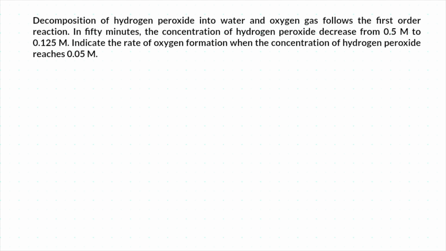In order for you to answer this question, the first thing you need to do is to write a balanced equation. So this is a decomposition reaction of hydrogen peroxide. So you need to write hydrogen peroxide, which will decompose into water and oxygen. So H2O plus oxygen. So let's check on the equation so that we can balance this out.